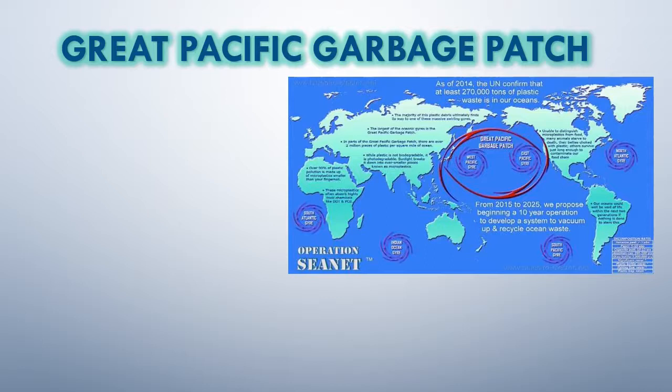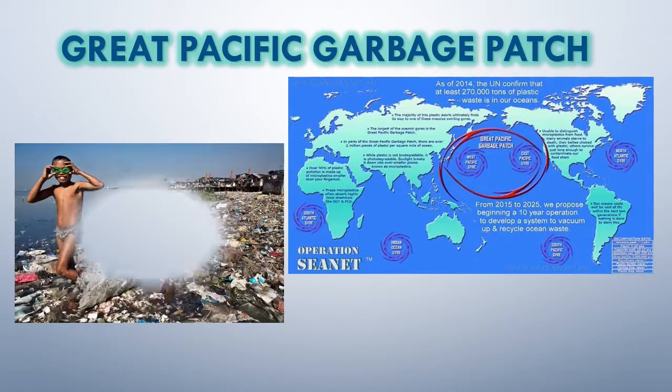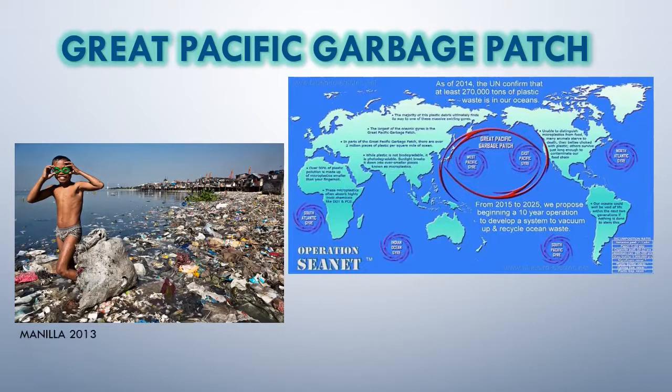Due to the way the ocean currents flow, there are 5 particular spots in the oceans where all this plastic and trash accumulates. Here, circled in red, is what is known as the Great Pacific Garbage Patch. This is part of the garbage patch back in 2013 in Manila. Would you want to swim in that? I sure wouldn't. In fact, the Great Pacific Garbage Patch is estimated to be 617,000 square miles.